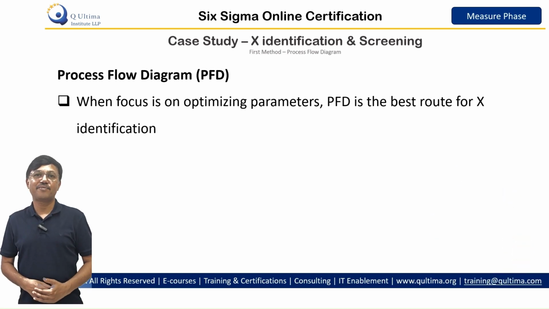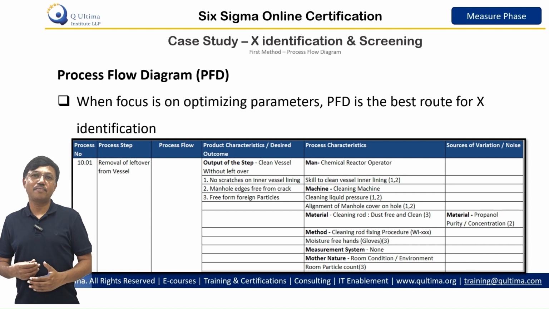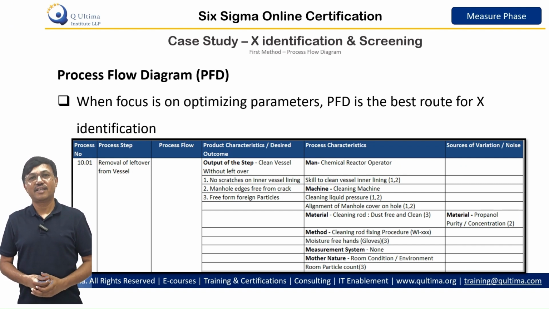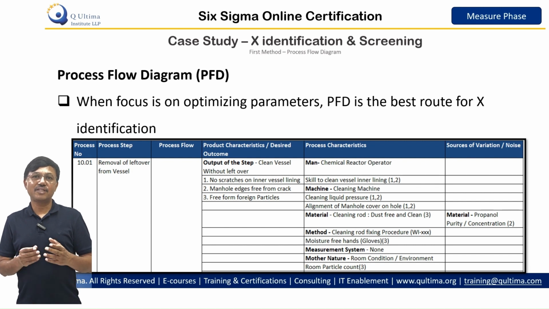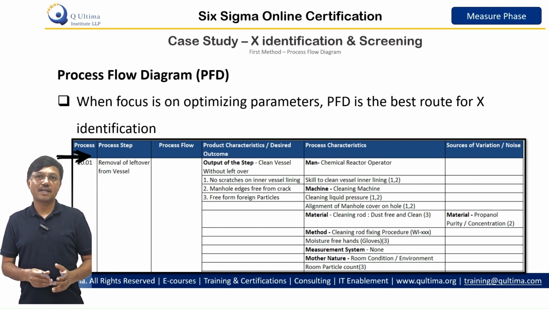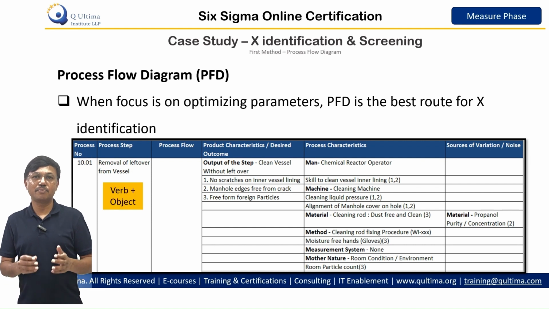This is the format for the process flow diagram, very commonly used in process design, but also very useful in a Six Sigma project. The first column that we are going to discuss in this format is process step. The process step is a combination of a verb and an object. In this case, the verb is removal of leftover and the object is the vessel from which we are removing. So we should always write the process step in terms of a verb and an object.